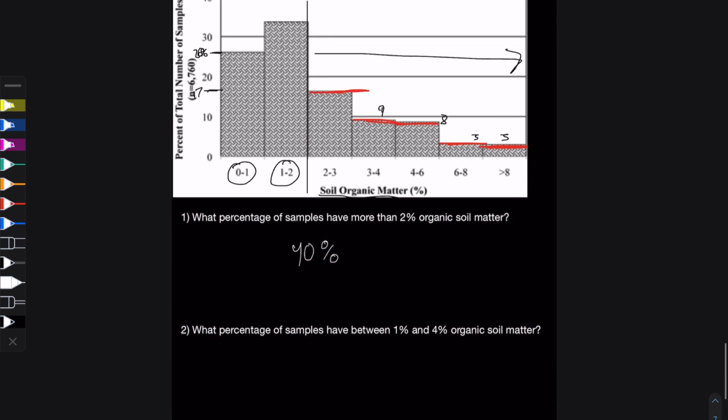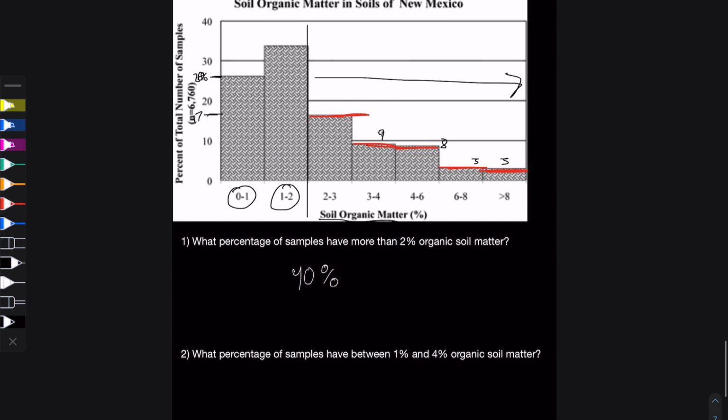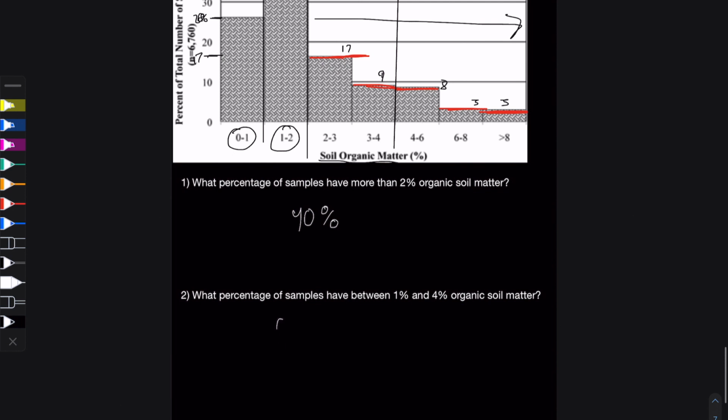And the next question would be what percentage of samples have between 1 and 4%. And so I'm not going to do this math because it's going to take a little bit. But anyways, it would be from this line right here to this one right here, right? Because that would keep us in between 1 and 4. So the 1 and 4 would be right here. So basically you would add up this 17 that we had here plus this 9 plus this number right here, which would be about 34. So 17 plus 9 was 26 plus 34 gives us about 60. So I lied. I said I wasn't going to do it, but then I did. Sorry about that.